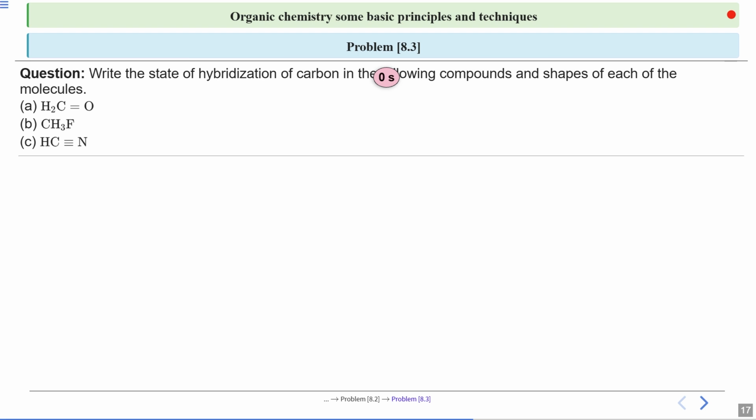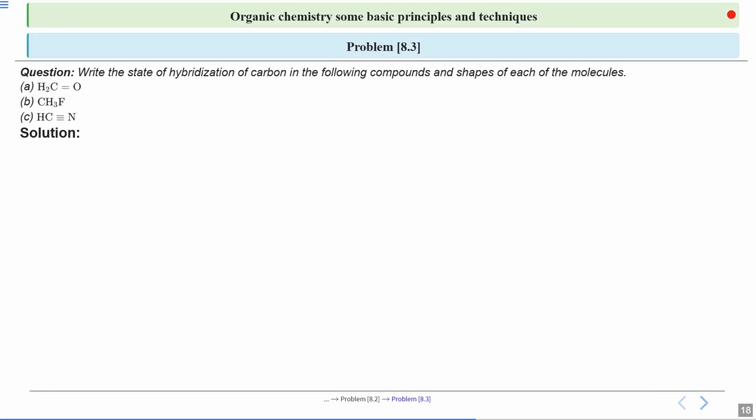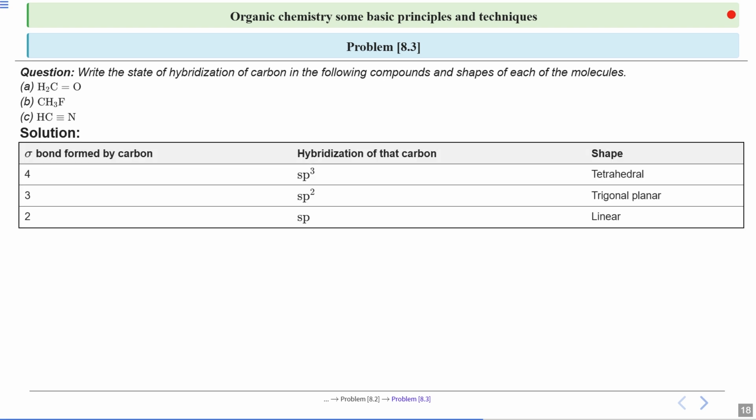Okay, your time is up. Now, if you look at each of the compounds, they have 3 different hybridizations. How? Let's see. First of all, how will you decide the number of sigma bonds, hybridization, and shape? That is all known to you.